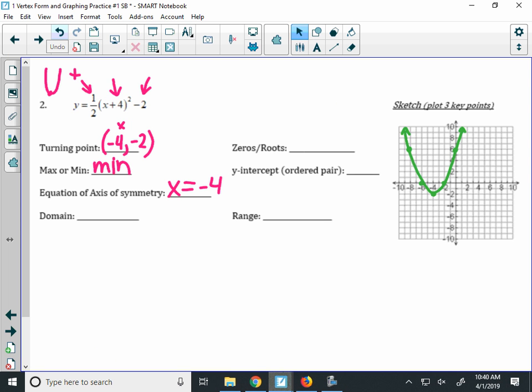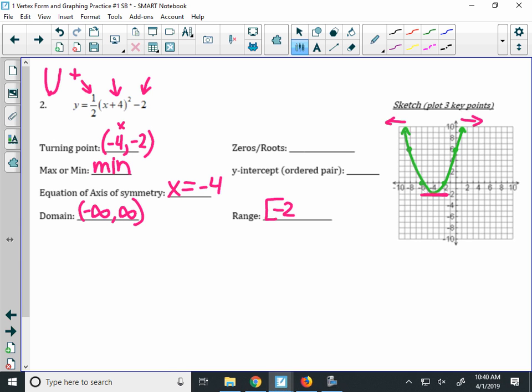All right, now, remember, my domain of my graph is left to right. And because I have arrows on both ends, my domain of these parabolas is always negative infinity to infinity, or all real numbers. We'll do the range next because we did domain. The range, I start at the bottom, which is from negative 2. And my graph goes up forever to infinity.